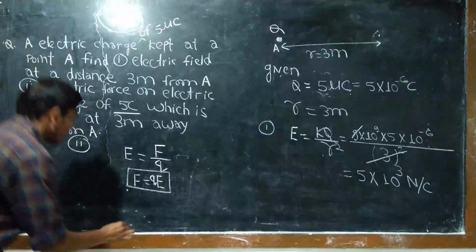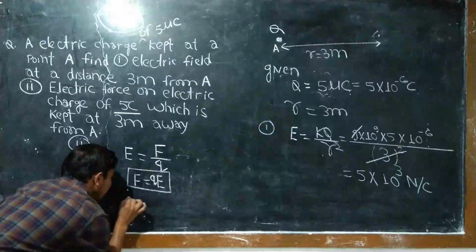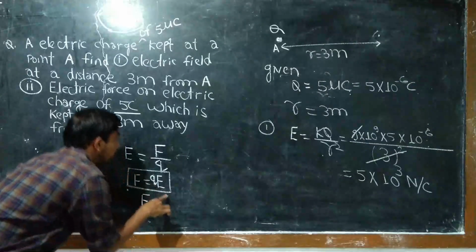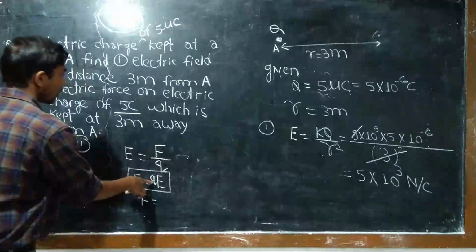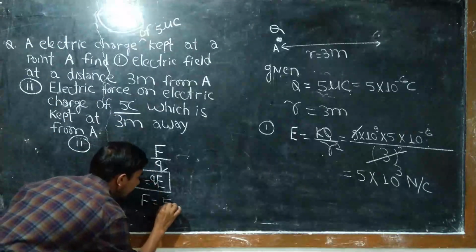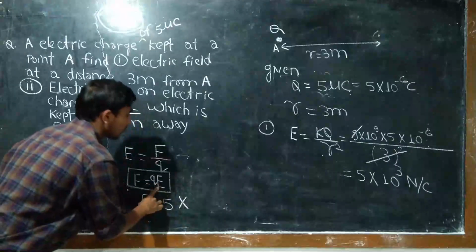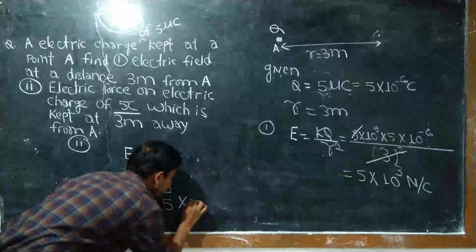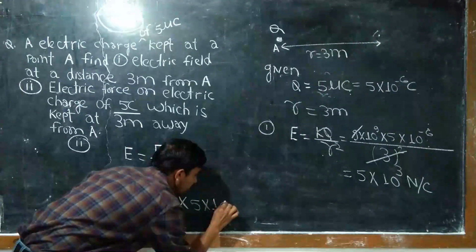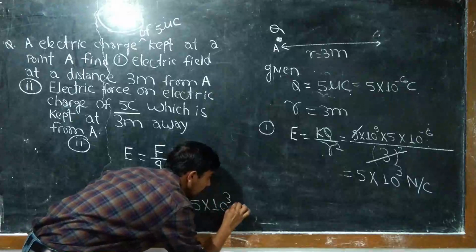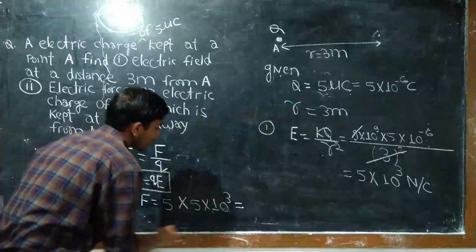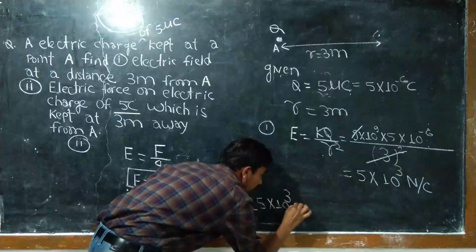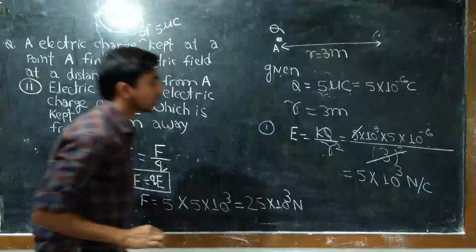So by substituting the value, we are able to calculate force. F is equal to Q into E. And Q is given, how much? 5 coulomb. So I am directly writing 5 into electric field. I calculated already 5 into 10 to the power 3. So we just have to substitute that value here: 5 into 5, 25 into 10 to the power 3. And this is force, so the unit will be Newton.